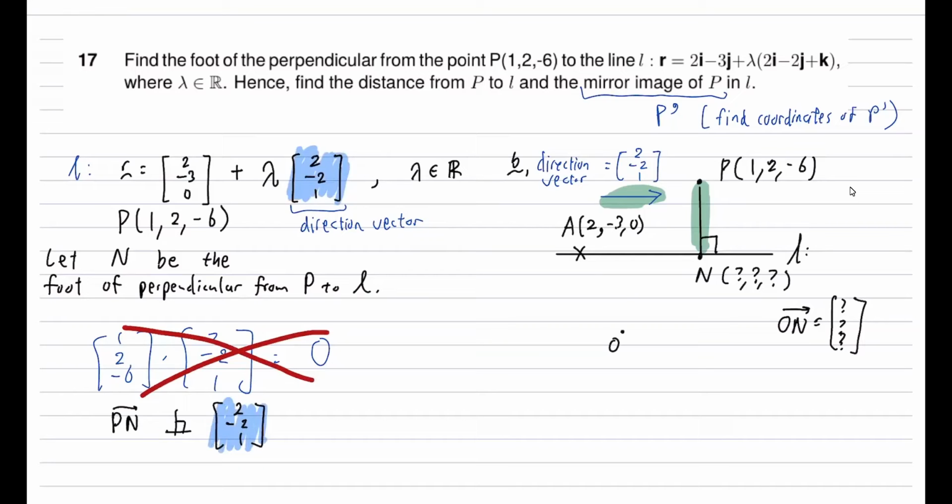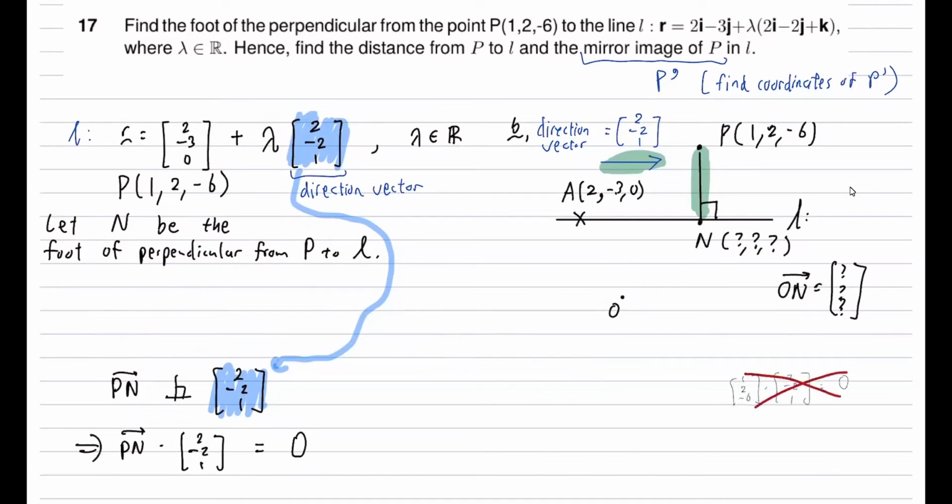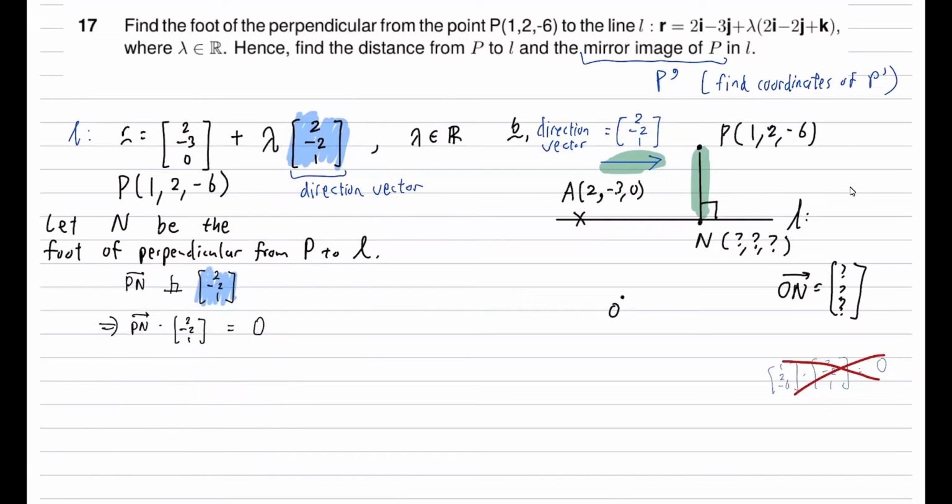Not confused, I hope. Perpendicular implies that the what is equal to what? The dot product is 0. Very good. PN dot with the vector (2, -2, 1) is equal to 0. Okay, this is getting a bit irritating and taking up my space. I'm going to toss it aside. I need more space. Okay, like this.